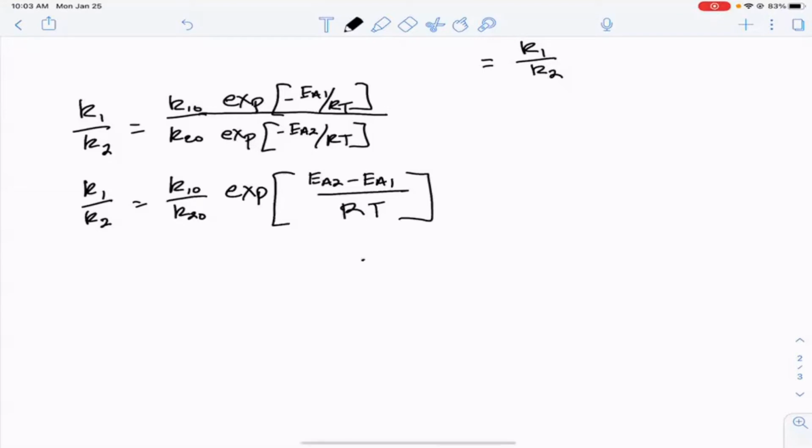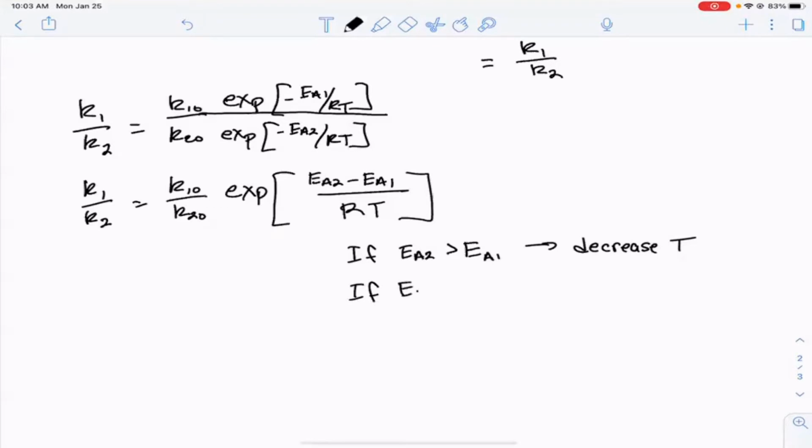So if we want the selectivity to go up, obviously we want this to become larger. So if the activation energy for reaction 2 is greater than the activation energy for reaction 1, we're going to want to decrease the temperature, right? Because that will make the magnitude of that increase.